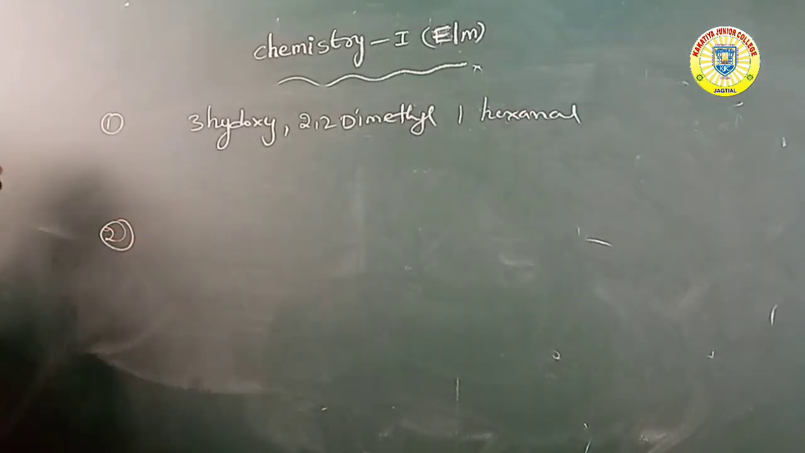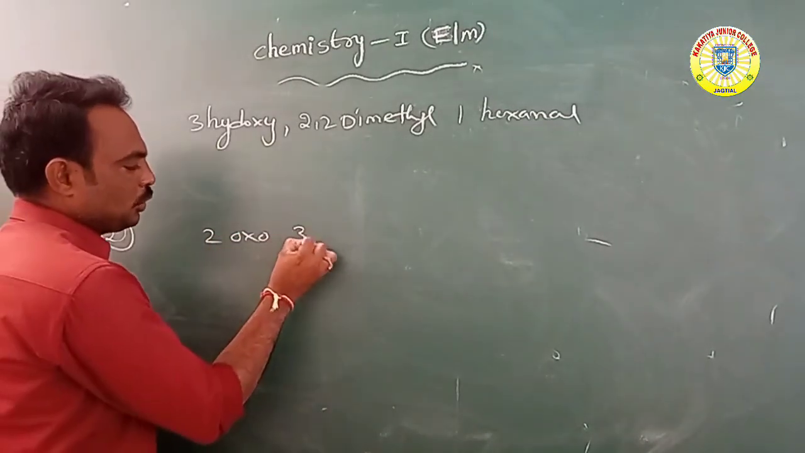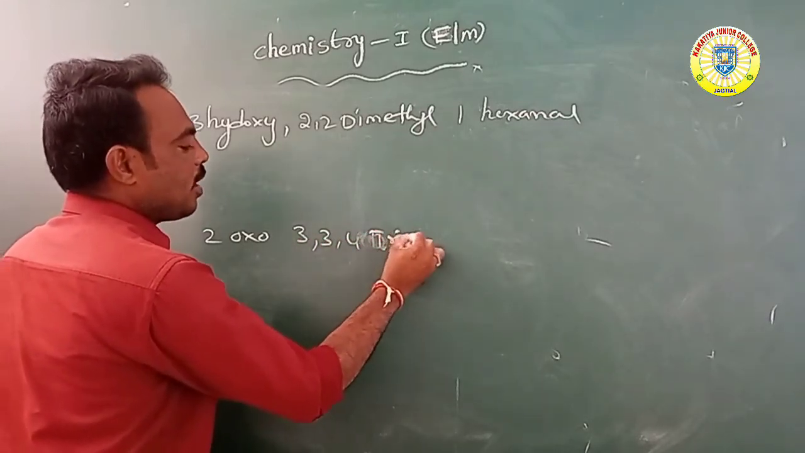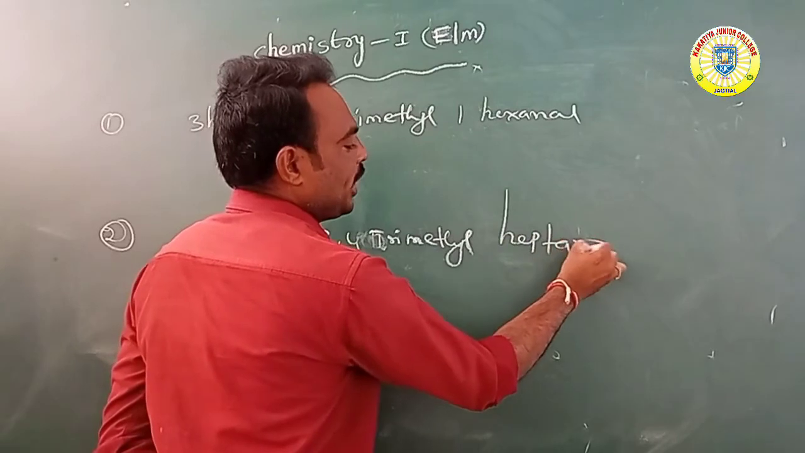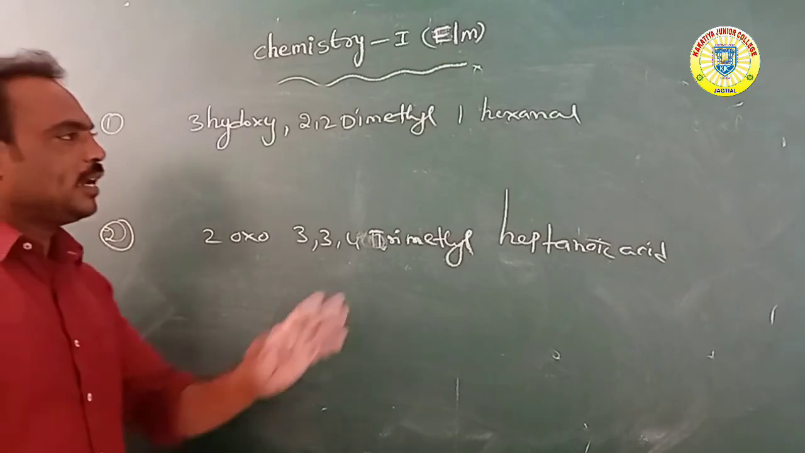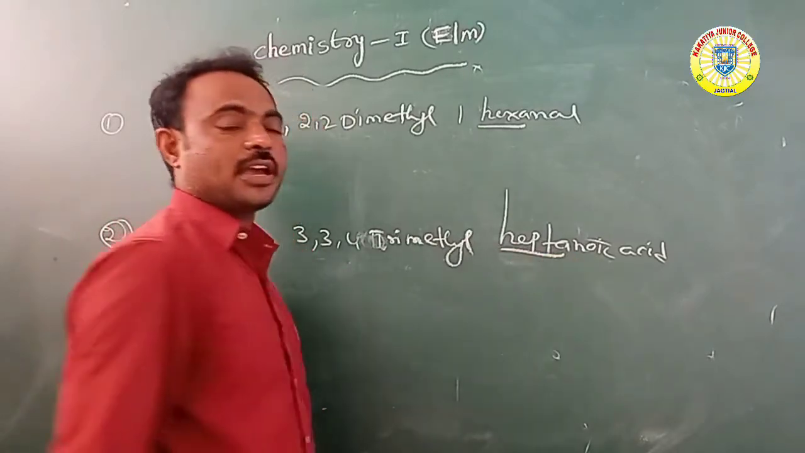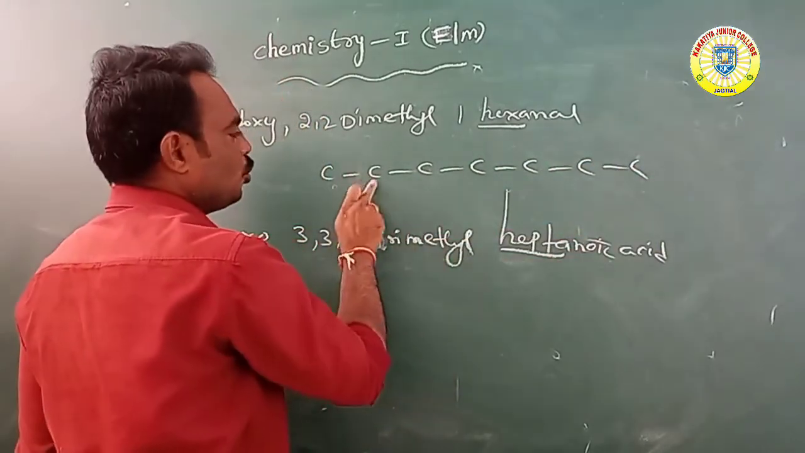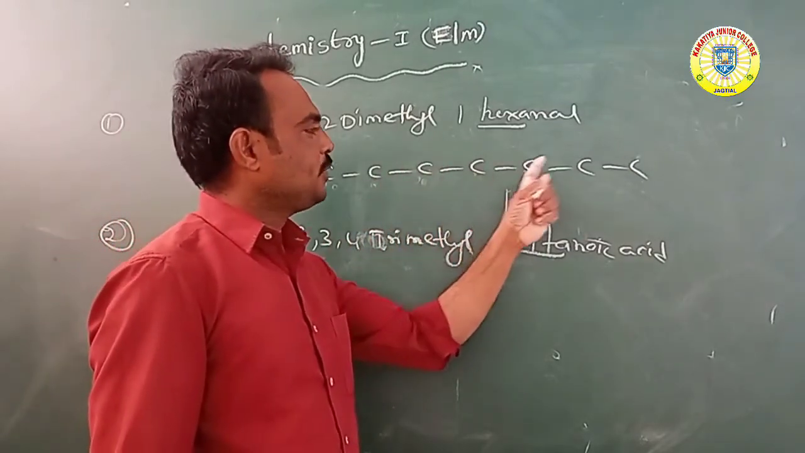Or the second one: 2-oxo-3,3,4-trimethylheptanoic acid. First we write the number of carbons. Hex means 6 carbons, hept means 7 carbons. So first we write the long chain of 6 carbons, 1, 2, 3, 4, 5, 6.